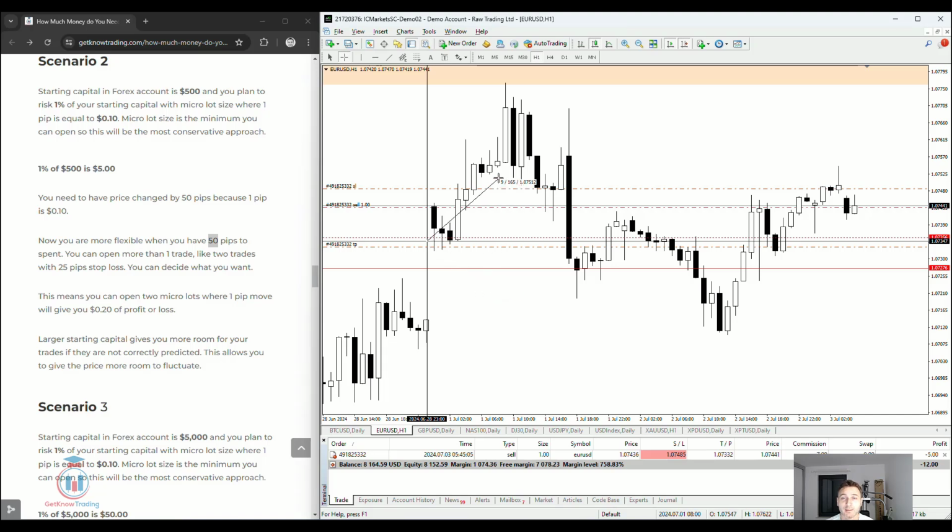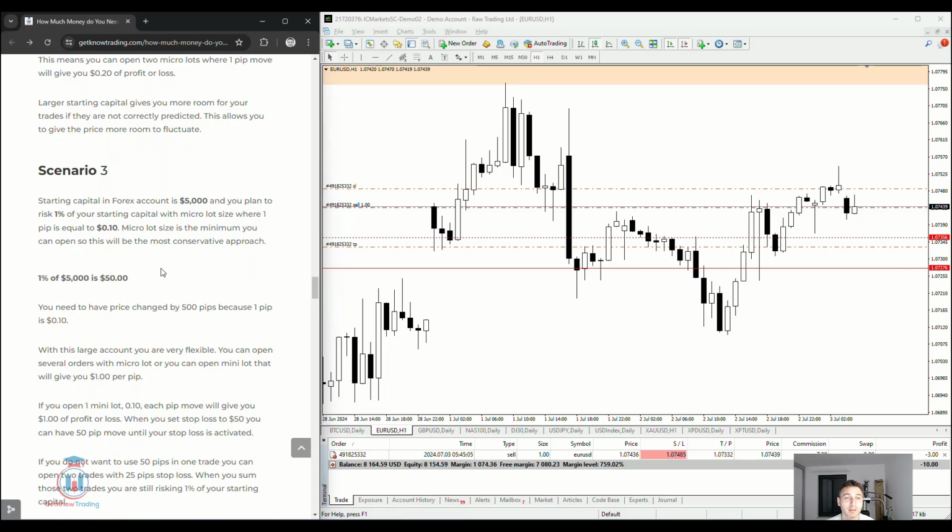For example, this is 10 pips on $100. This is something that the price can jump. But if you have $500, this is the value how the price can change. You can see much more free space. That is the difference between $100 starting capital and $500 starting capital.